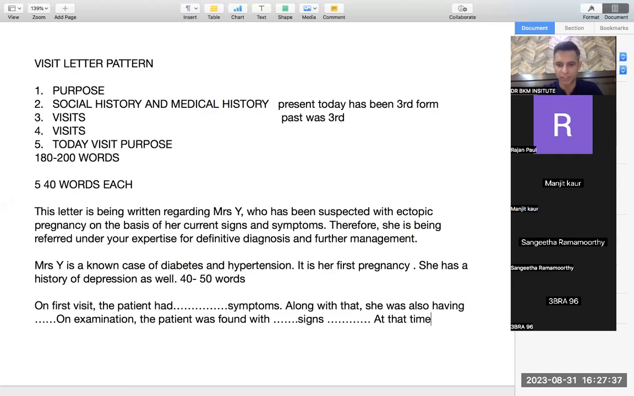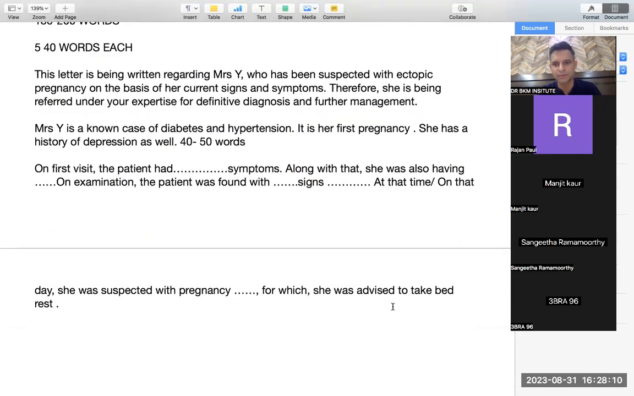You can also use on that day. On that day, she was suspected with pregnancy, whatever the situation is. So you are talking about the pregnancy, for which you will use the connector, for which she was advised to take bed rest. So that is how simple the paragraph would be when it comes to a visit letter. You will have all this pattern going on.